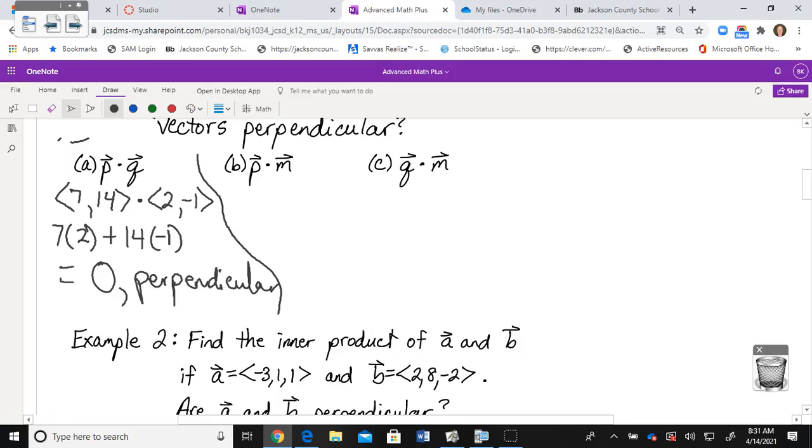All right? P, 7, 14. Inner product with, no, M. What was M? M was 3, 5. Okay, same process. 7 times 3 plus 14 times 5. What is 7 times 3 plus 14 times 5?